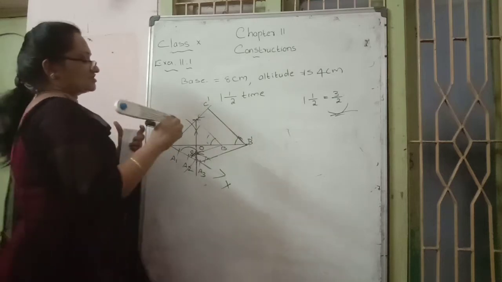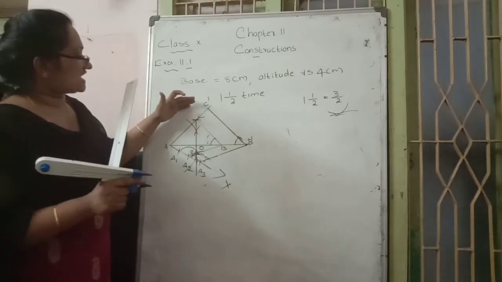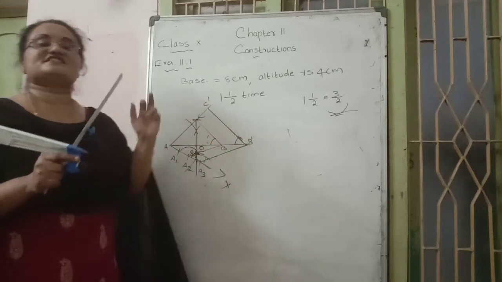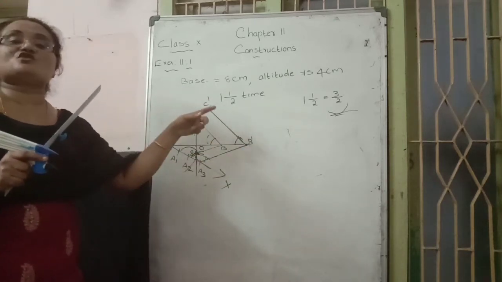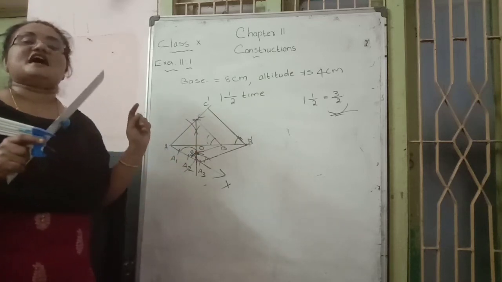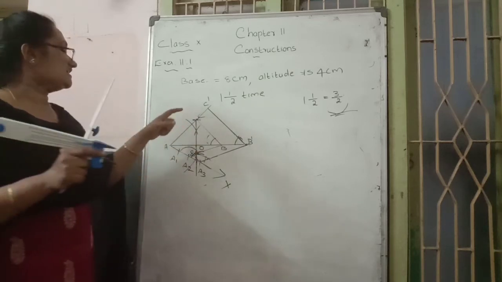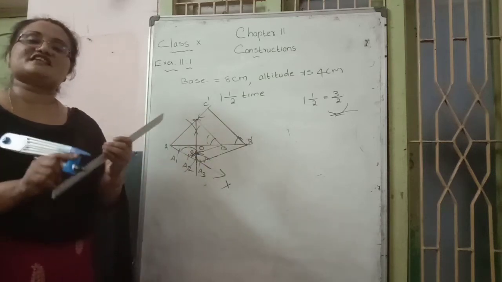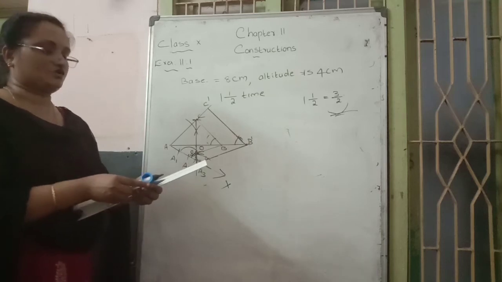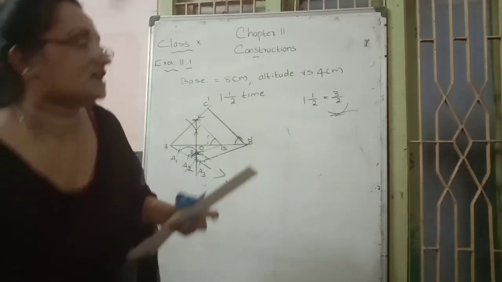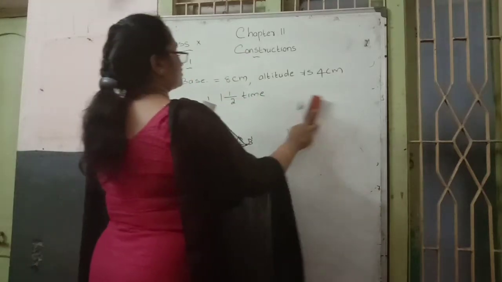Then C dash. So which triangle comes as the similar triangle? C dash A B dash is the similar isosceles triangle. CAB or ABC is the original isosceles triangle. C dash A B dash is the similar isosceles triangle. This is the construction. I hope you can understand how to construct. Then next we want to write the steps. How to write the steps?